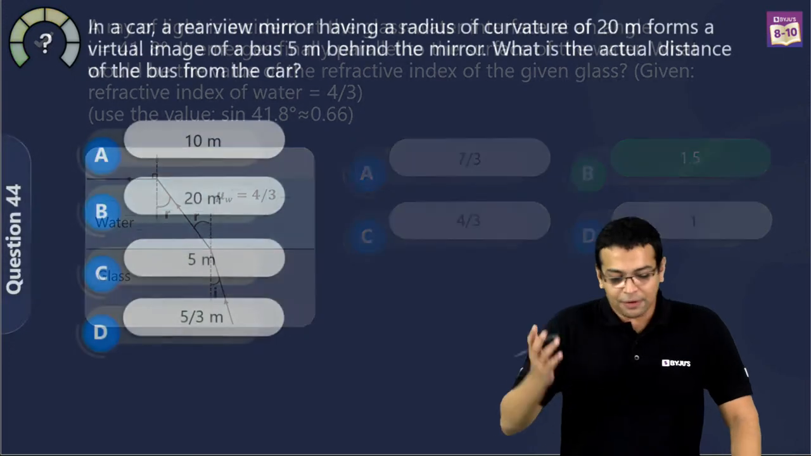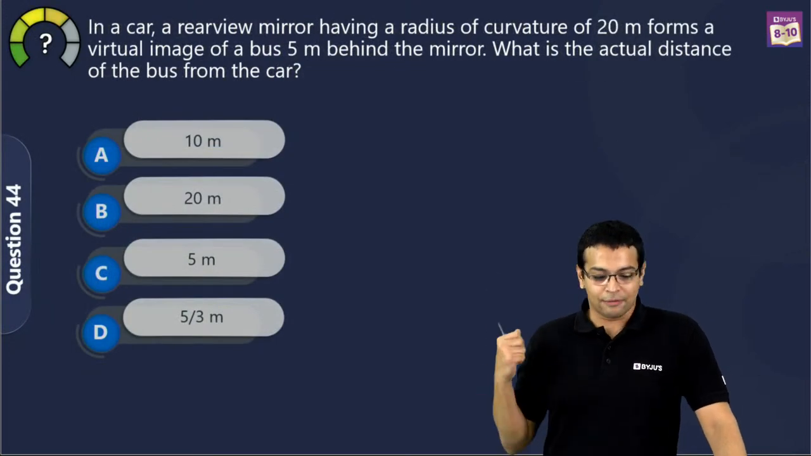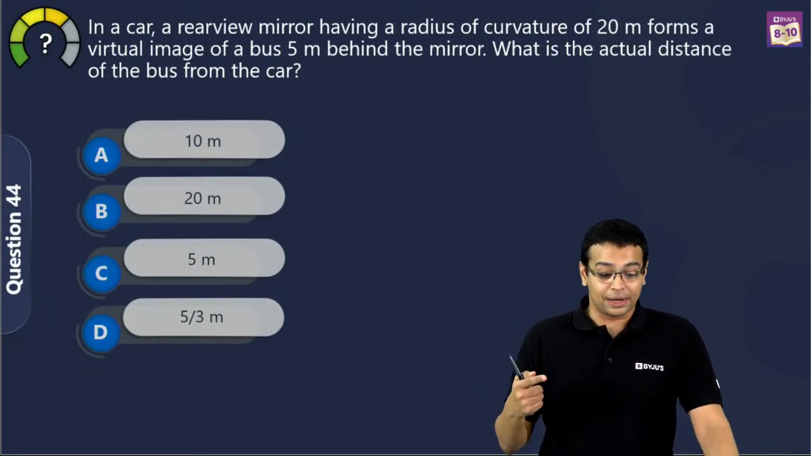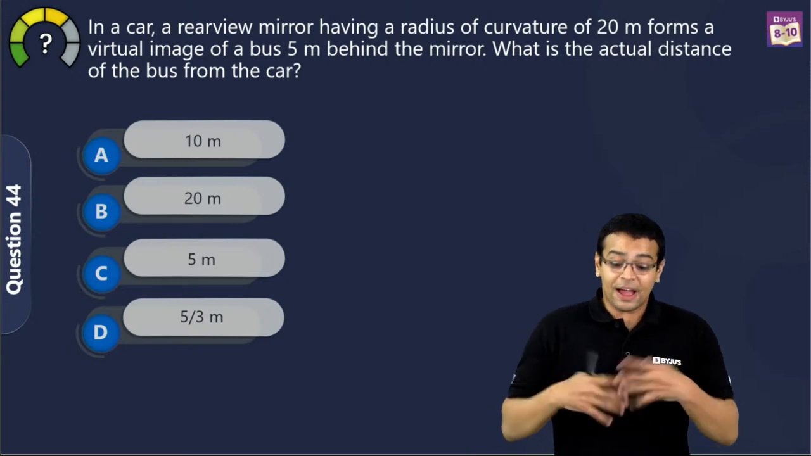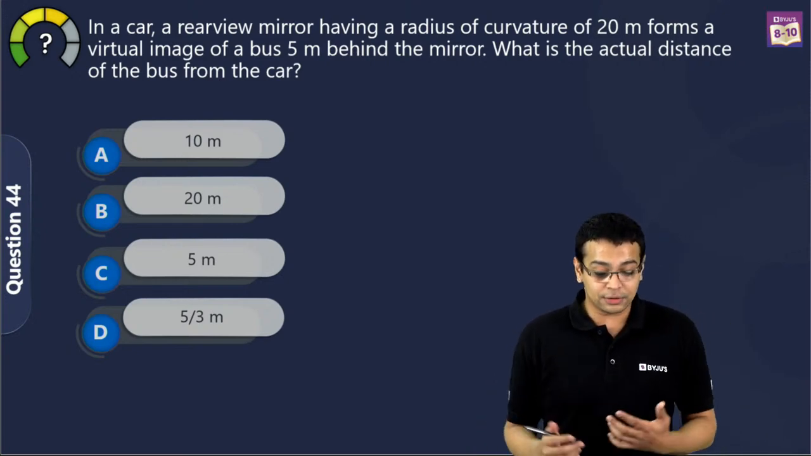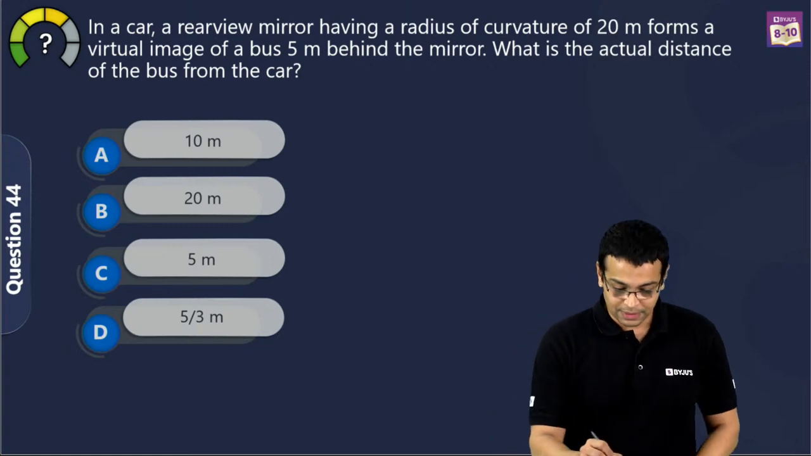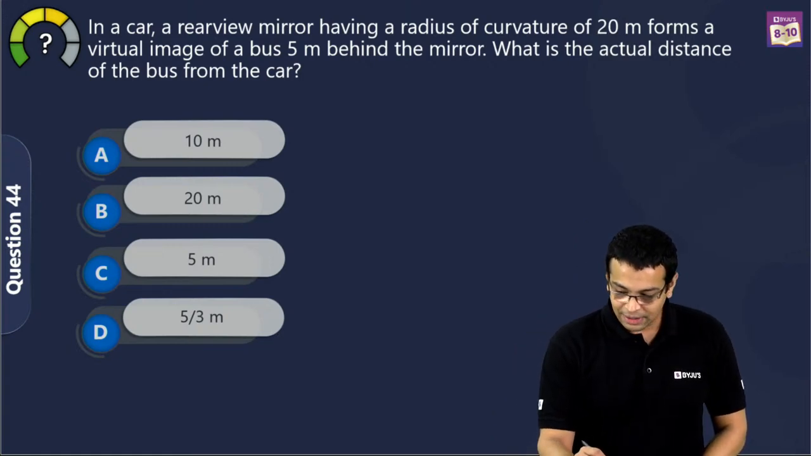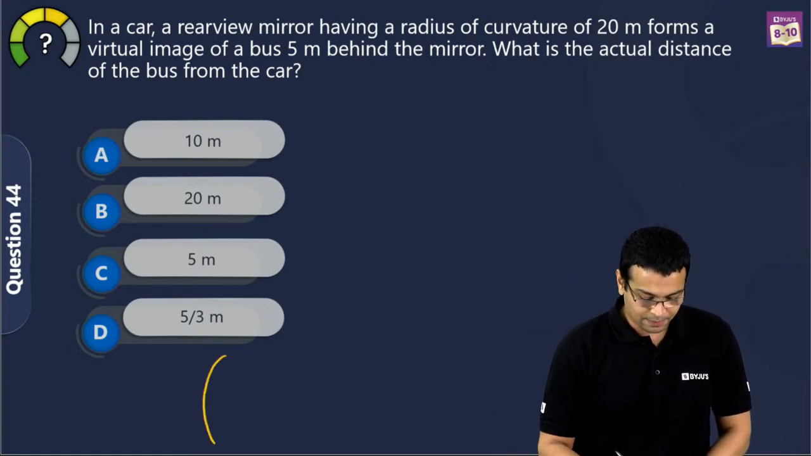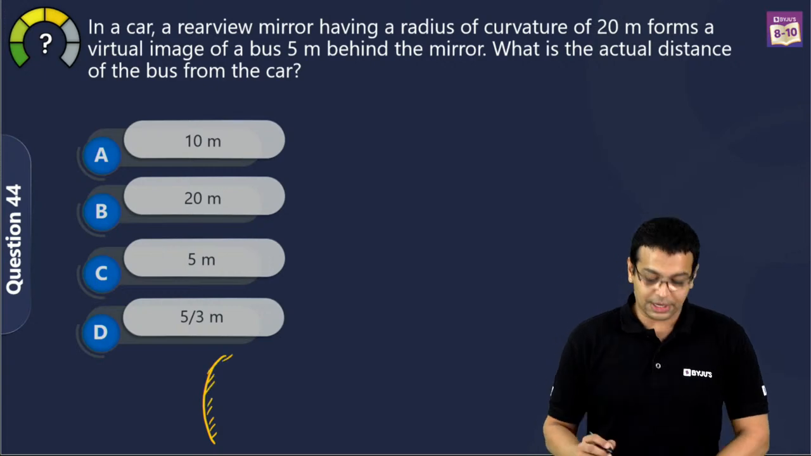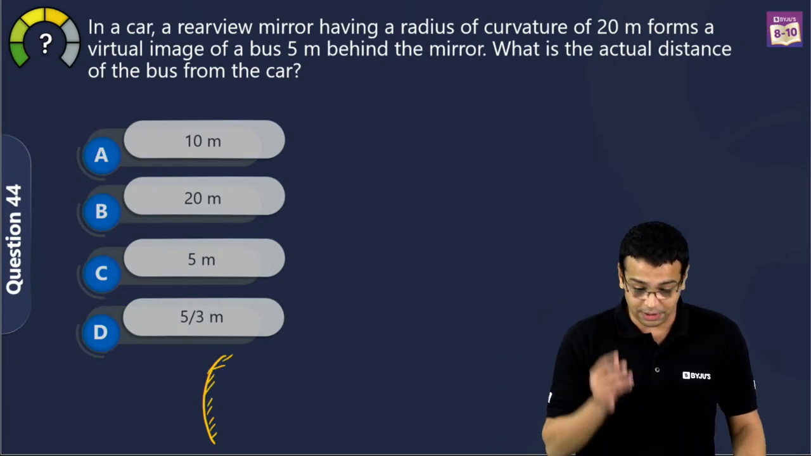Speaking of thinking about what you're doing: a rearview mirror in a car, having a radius of curvature of 20 meters, forms a virtual image of a bus 5 meters behind the mirror. What is the actual distance of the bus from the car? Quickly, what is the kind of mirror that's used in a rearview mirror? Let me draw it out here. What kind of mirror is this? This is a convex mirror.